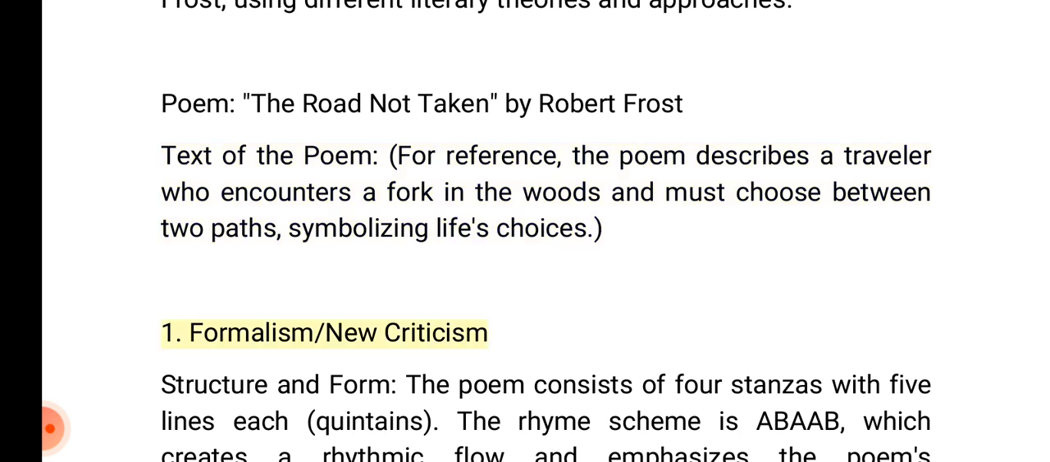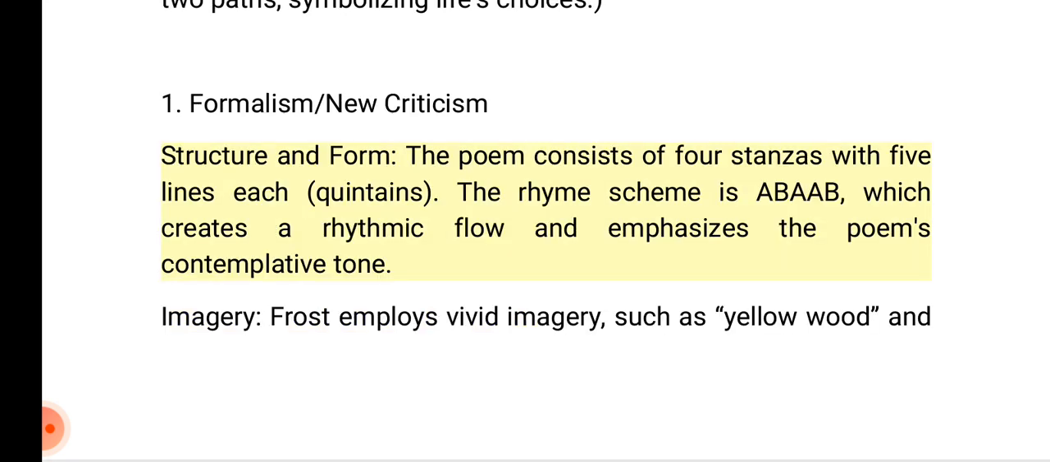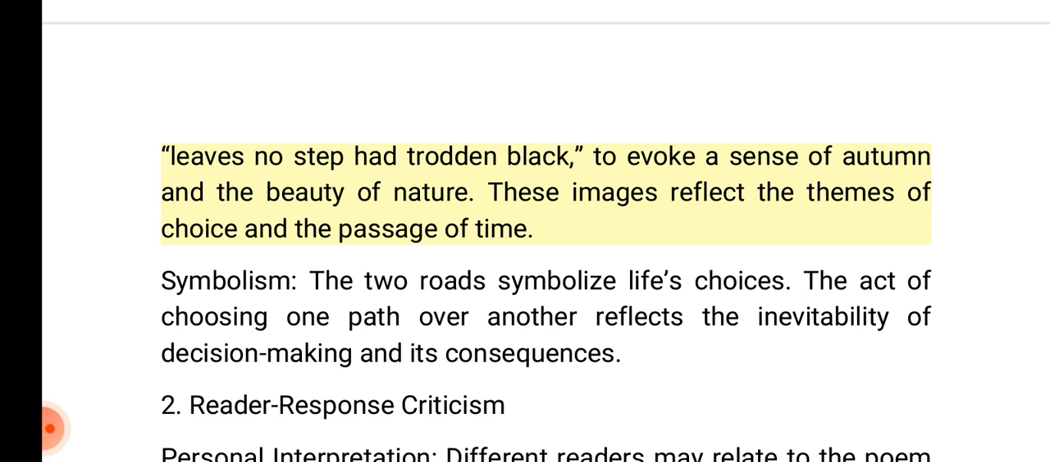1. Formalism, new criticism. Structure and form. The poem consists of 4 stanzas with 5 lines each, quintains. The rhyme scheme is ABAAB, which creates a rhythmic flow and emphasizes the poem's contemplative tone. Imagery. Frost employs vivid imagery, such as yellow wood and leaves no step had trodden black, to evoke a sense of autumn and the beauty of nature.